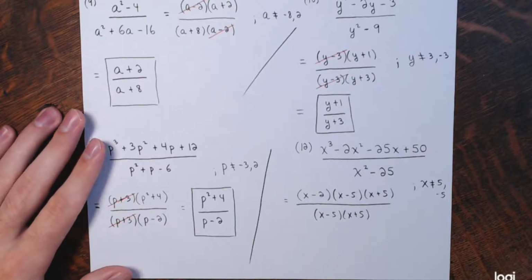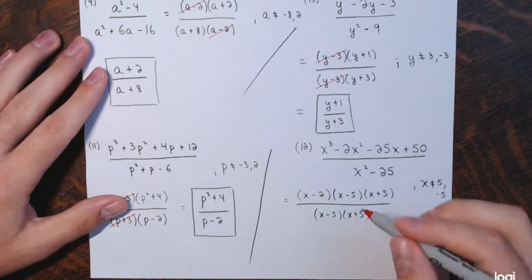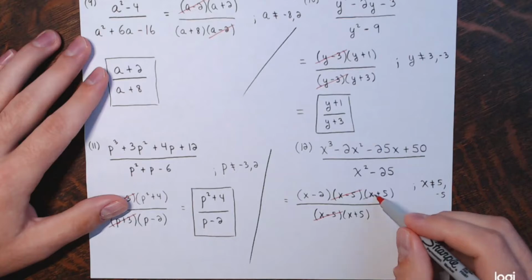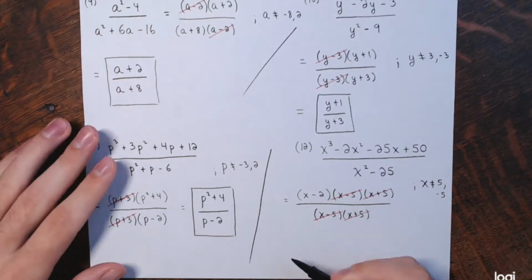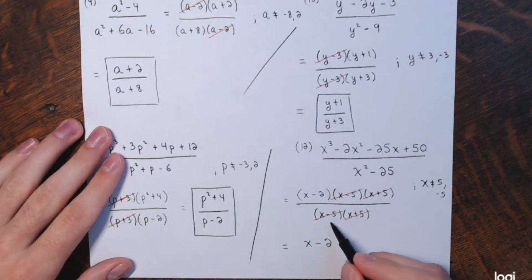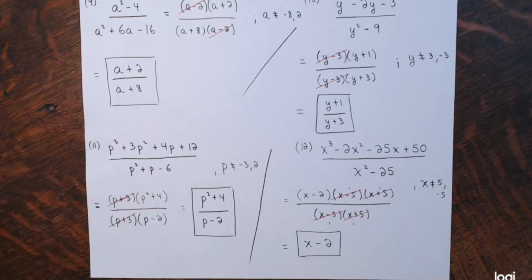All right, now that I've listed the values that the variables cannot take, we cancel common factors. I notice the numerator and denominator have a factor of x minus 5, and they also have this factor of x plus 5. So all I'm left with is x minus 2 in the numerator and 1. Remember, technically these all become 1, 1 times 1. I have 1 in the denominator, and there's no need to write that. Anything divided by 1 is itself. So all I'm left with is x minus 2.